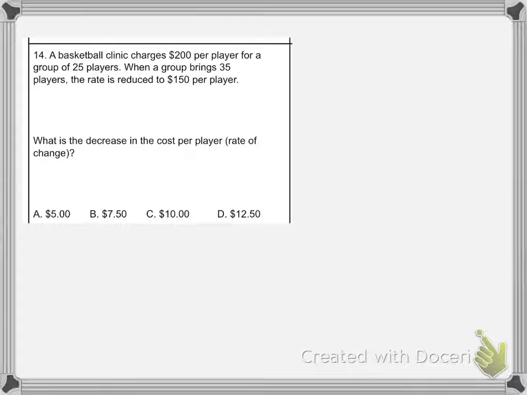All right, number 14, it says the basketball clinic charges $200 per player for a group of 25 players. When a group brings 35 players, the rate is reduced by $150 per player. What is the decrease in the cost per player? So we're going to make our table.